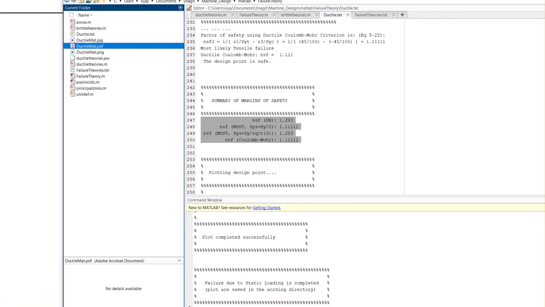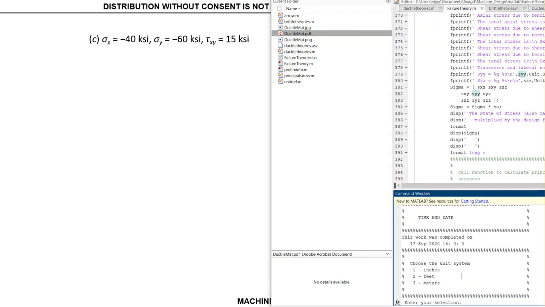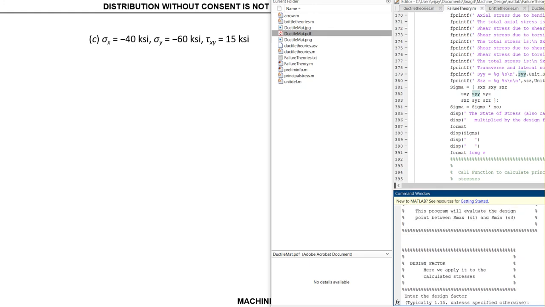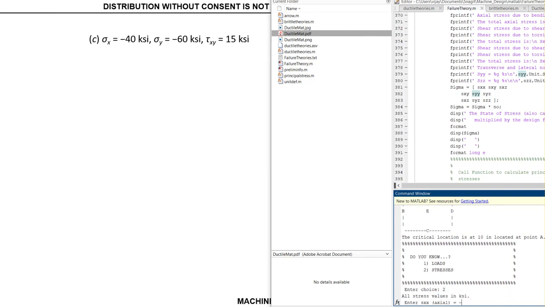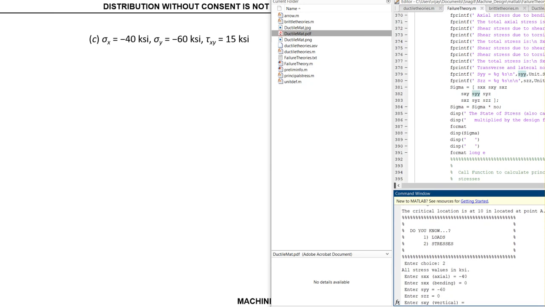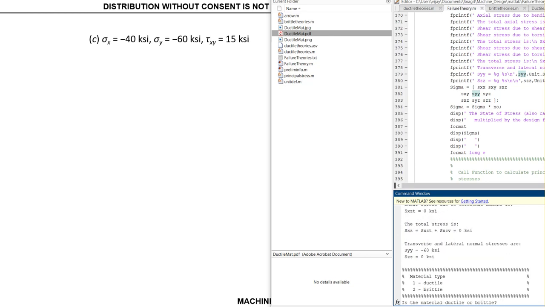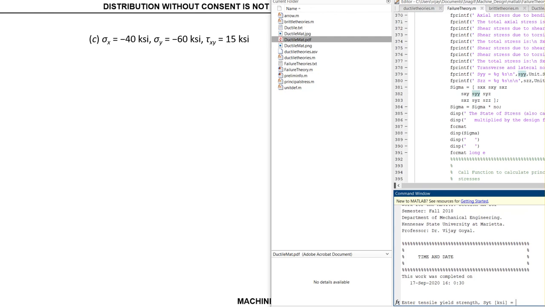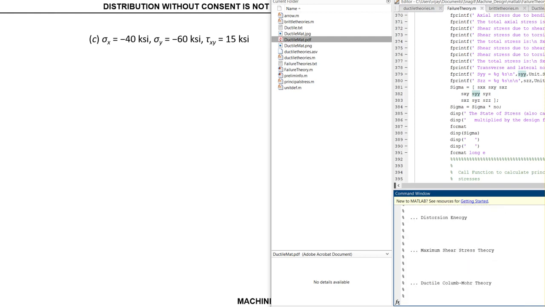Okay, so I can run my second case. I can run this case again. This is inches, psi. This is going to be 1. Choices is stresses. Axial value minus 40. The other one I put 0. Minus 60. 0. And one of them I put 15. The other one I put 0. And the rest of the values are 0. Yes, it is ductile material. And this is 100, 100, 40,000, and it's going to run.